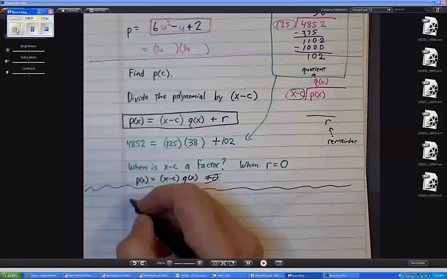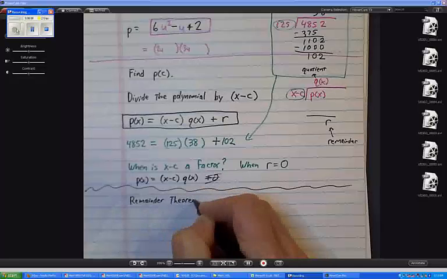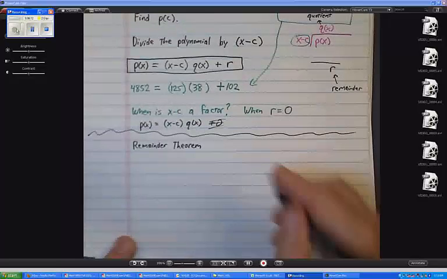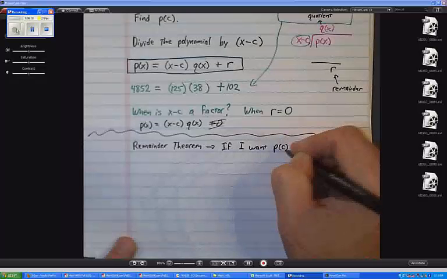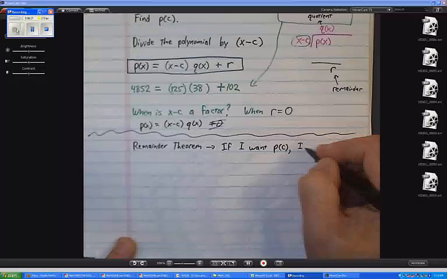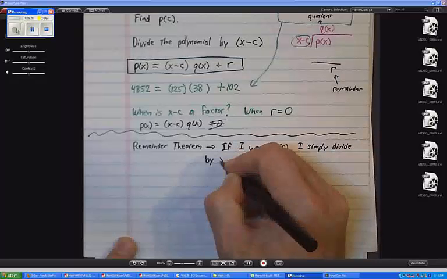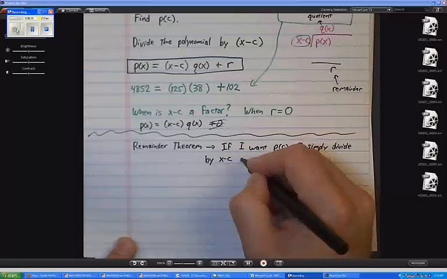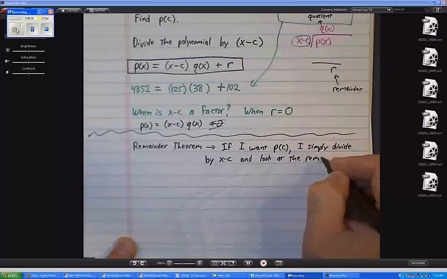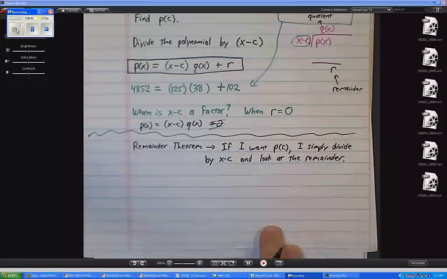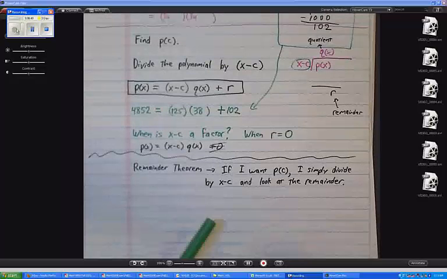Well, what the remainder theorem says is this, and this is actually pretty powerful. The remainder theorem says, if I want p of c, I simply divide by x minus c and look at the remainder. What's that? That's a good question. It's going to be whatever your remainder is.